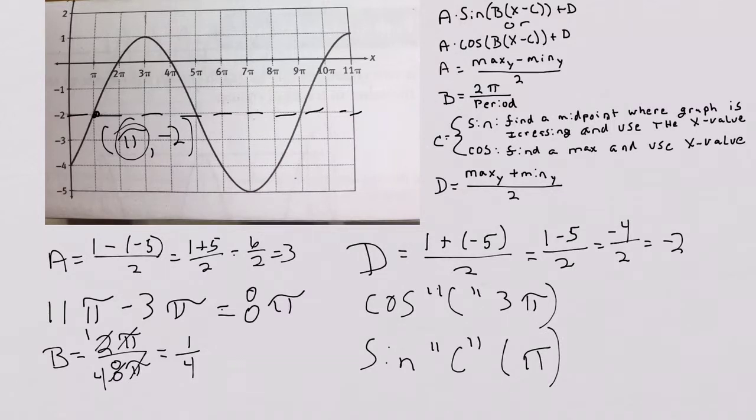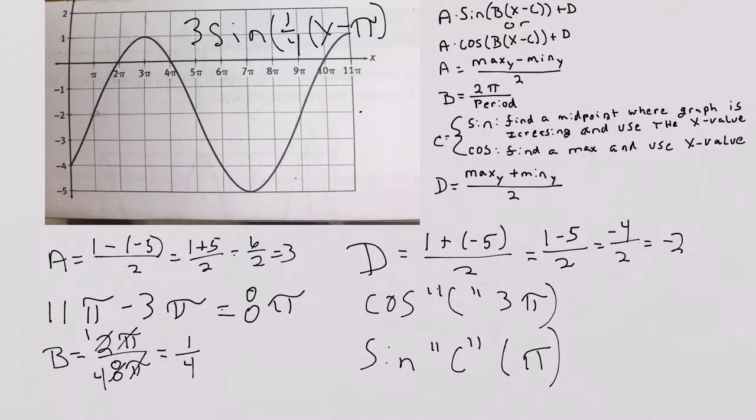So when we put this all together, we just essentially found two different equations for this graph. For sine, A is 3 sine, my B is 1/4, so we're going to do 1/4 parentheses x minus, my C for sine is pi, close, close, and we went down -2 for my D, so it's -2.